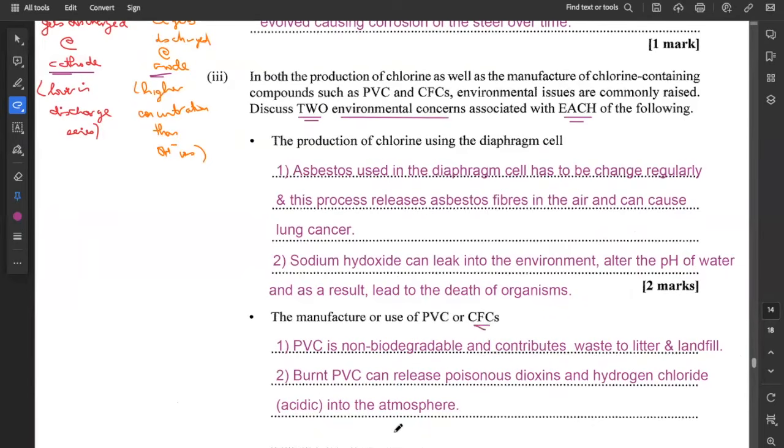But for this example here, I just wrote out about PVC, okay? And how PVC would have affected the environment. So either one that you chose, as long as you wrote out 2 detailed concerns, you would be good for your 2 marks here, okay?